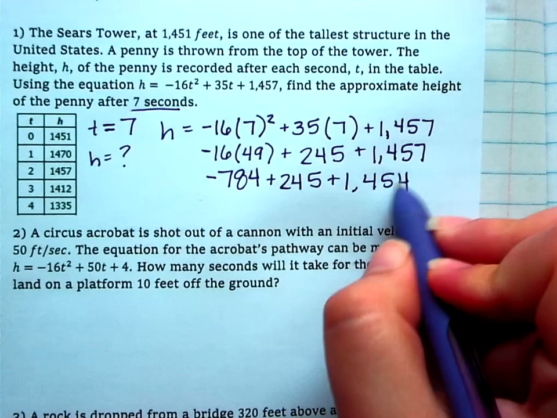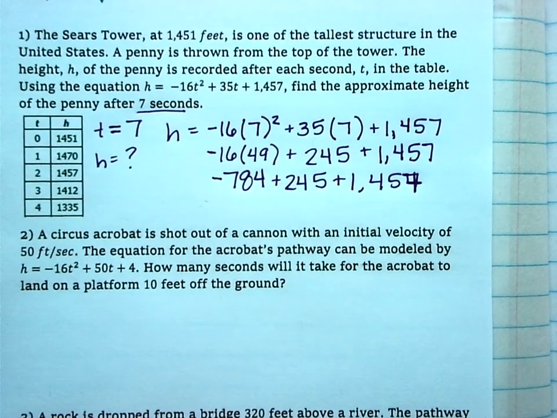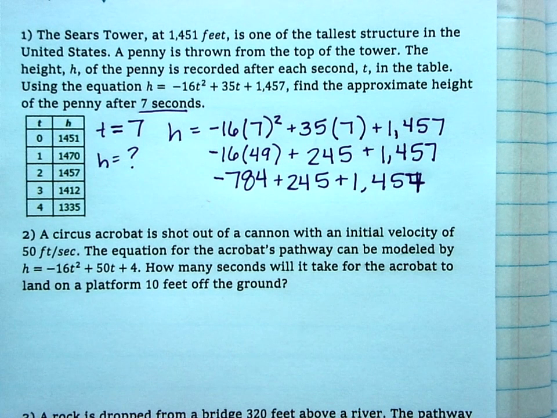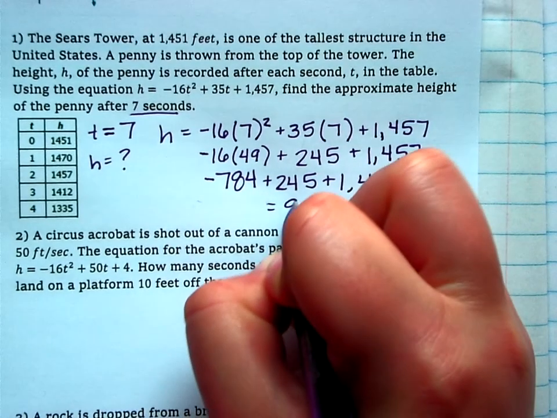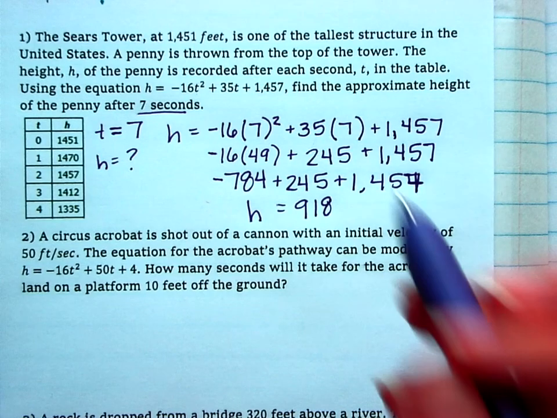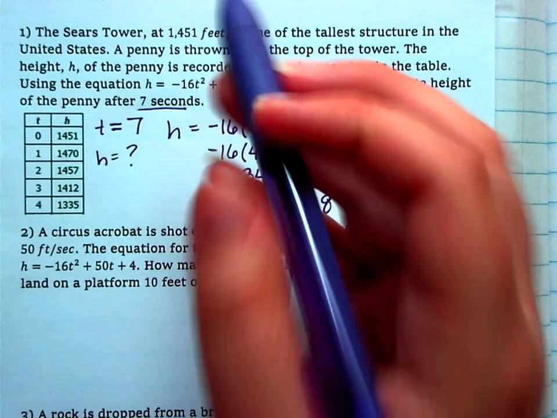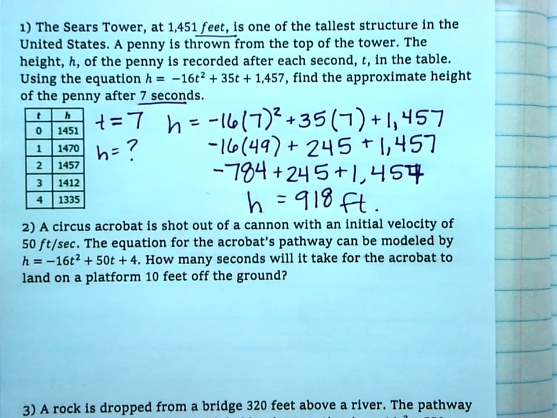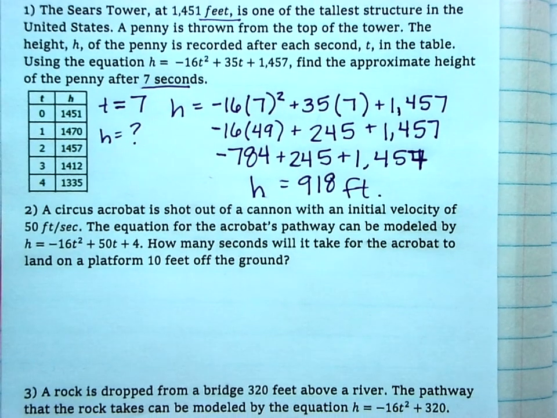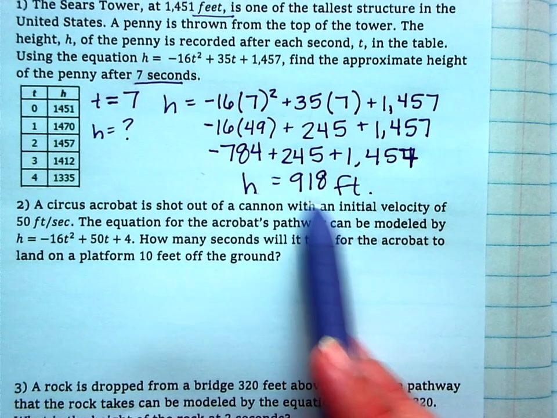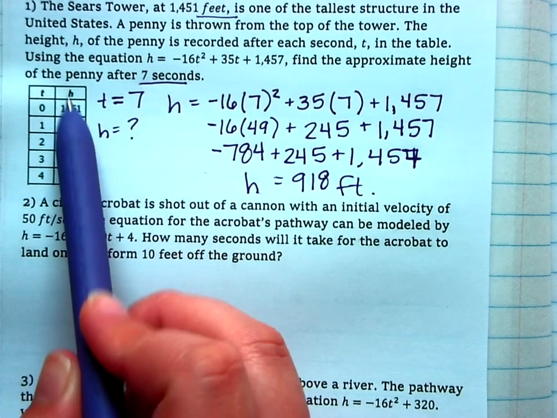So, -784 plus 245 plus 1,457. That gives us 918. So the height at 7 seconds is 918 feet. It's not too bad on that one. You're just plugging in whatever time they're asking for to get the height. Then we have your input and your output.